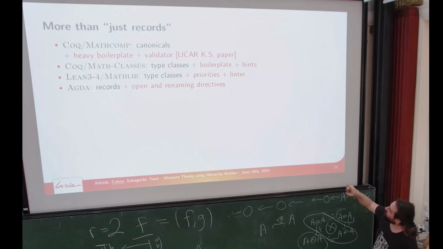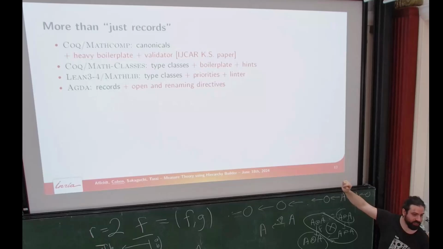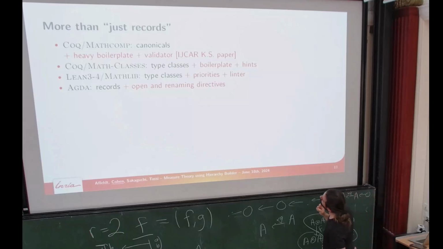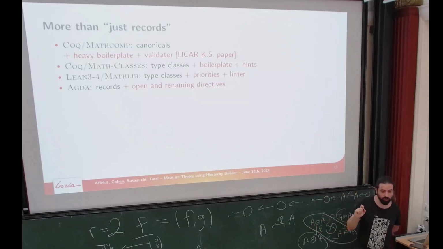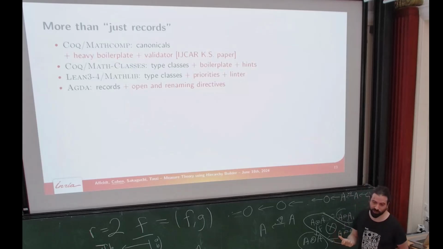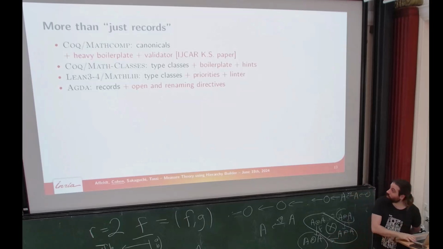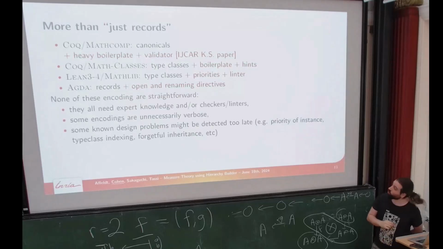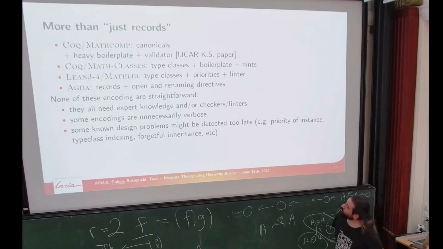In Coq math classes, there is a lot of boilerplate too with hints. In MathLib, there is a clever set of priorities, and you need to know how to organize your type classes so that the inference will not blow up. So there is a linter to perform these checks, but it's heuristic, so it's not complete by definition, and you may still get beaten. And in Agda, as I said, it's a set of opening and renaming directives. So none of those are straightforward. You need expert knowledge for all of this.